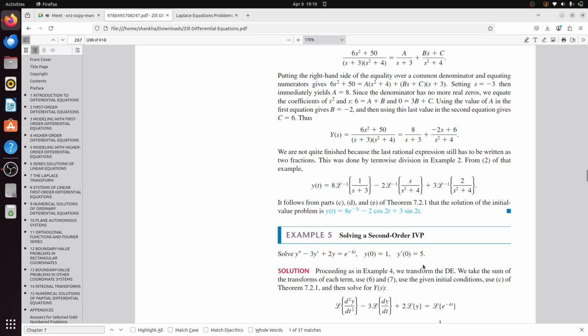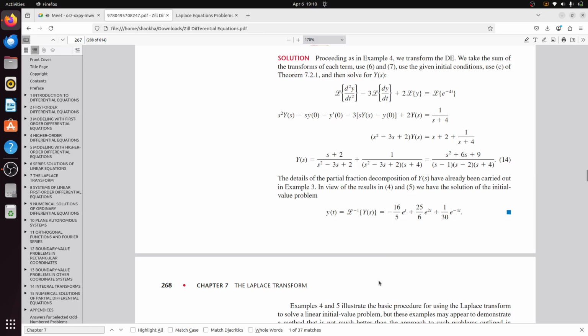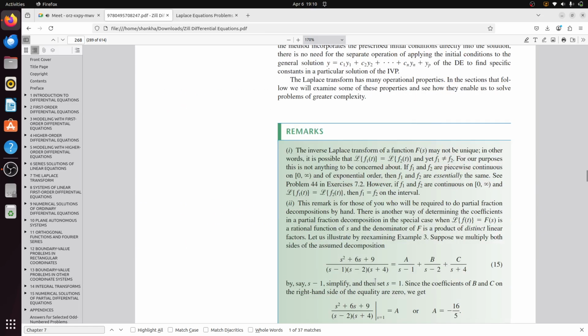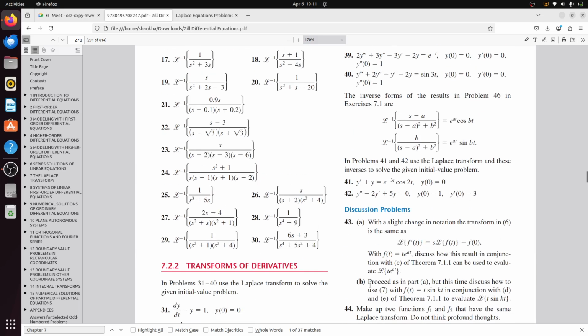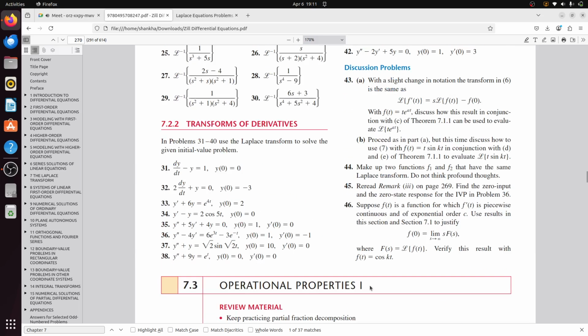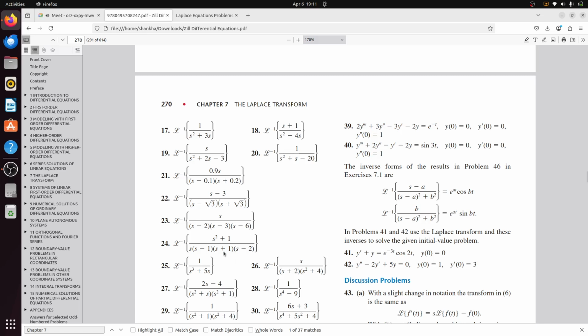Similarly for a second order IVP, you need to use y double prime and y prime, and just use the algebraic calculation, and then you can also determine the solution. Till now there are many problems on the transformation of derivatives, but I hope you will at least try to solve these problems. There is 0.9s by (s minus 0.1)(s plus 0.2). How to break them up, how you solve it, totally depends upon you. You need to just use partial fractions here.